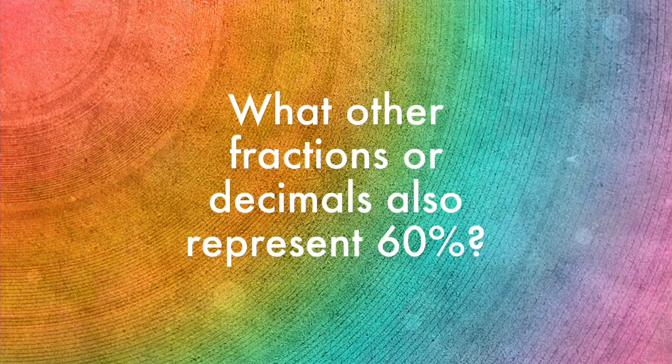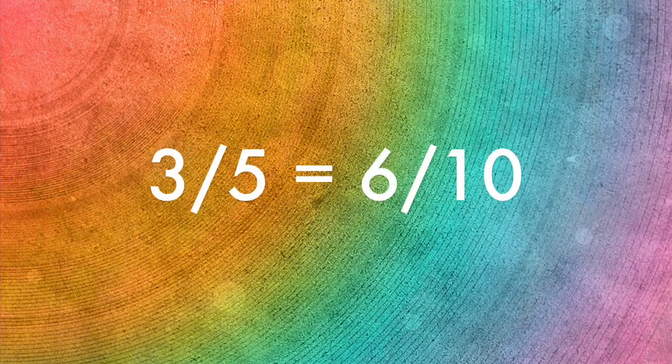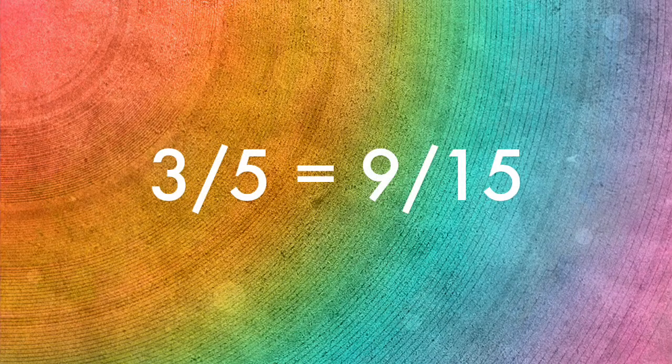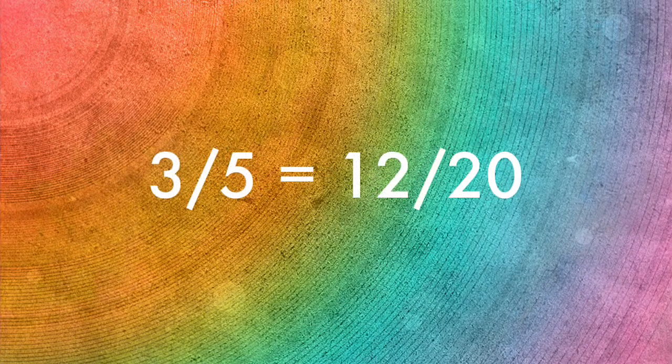What other fractions or decimals represent 60%? Well, now we know that 3/5 equals 60%. So if we double 3/5, we'll get 6/10. And because that's equivalent to 3/5, it's also equivalent to 60%. And because 9/15 is also equivalent to 3/5, right? 3/5 tripled will give us 9/15. Then that means 9/15 is also equivalent or equal to 60% as well. And 12/20ths is 4 times as much, and so that's equivalent to 3/5, which means 12/20ths is the same as 60%, and we could go on and on.